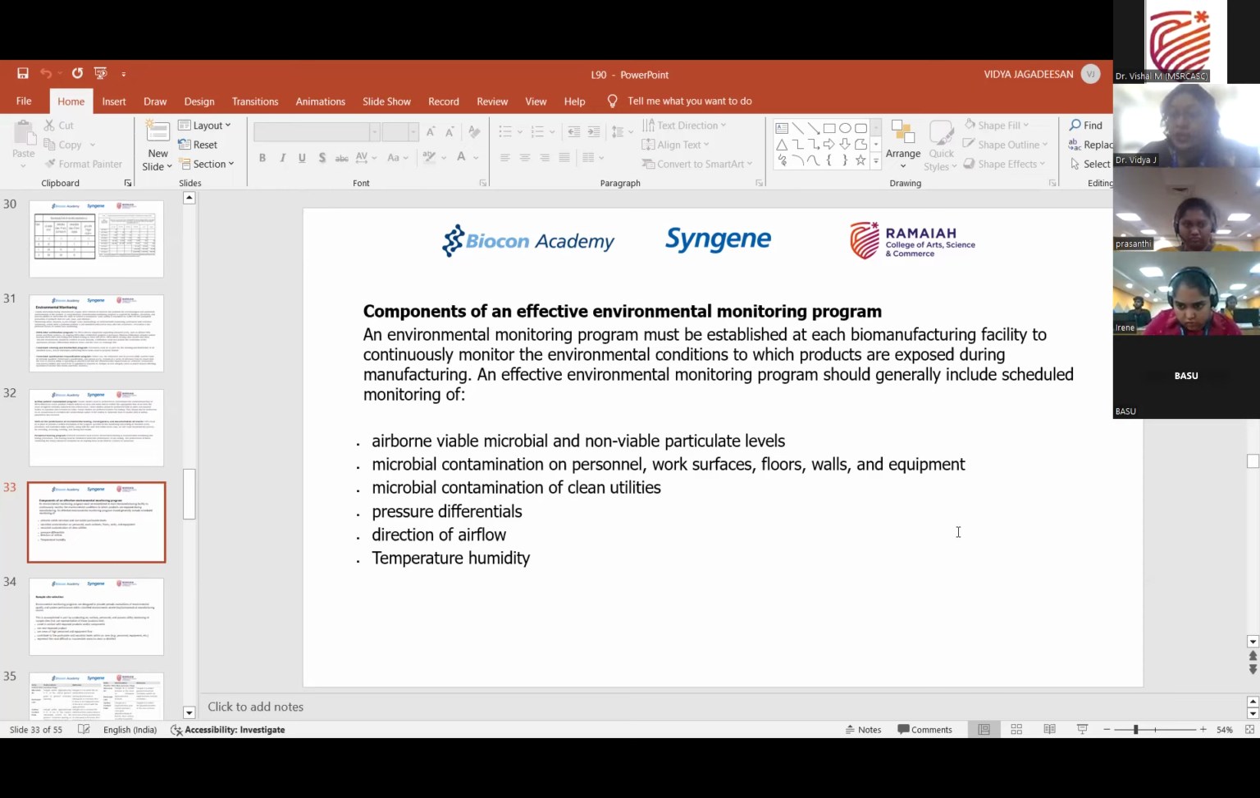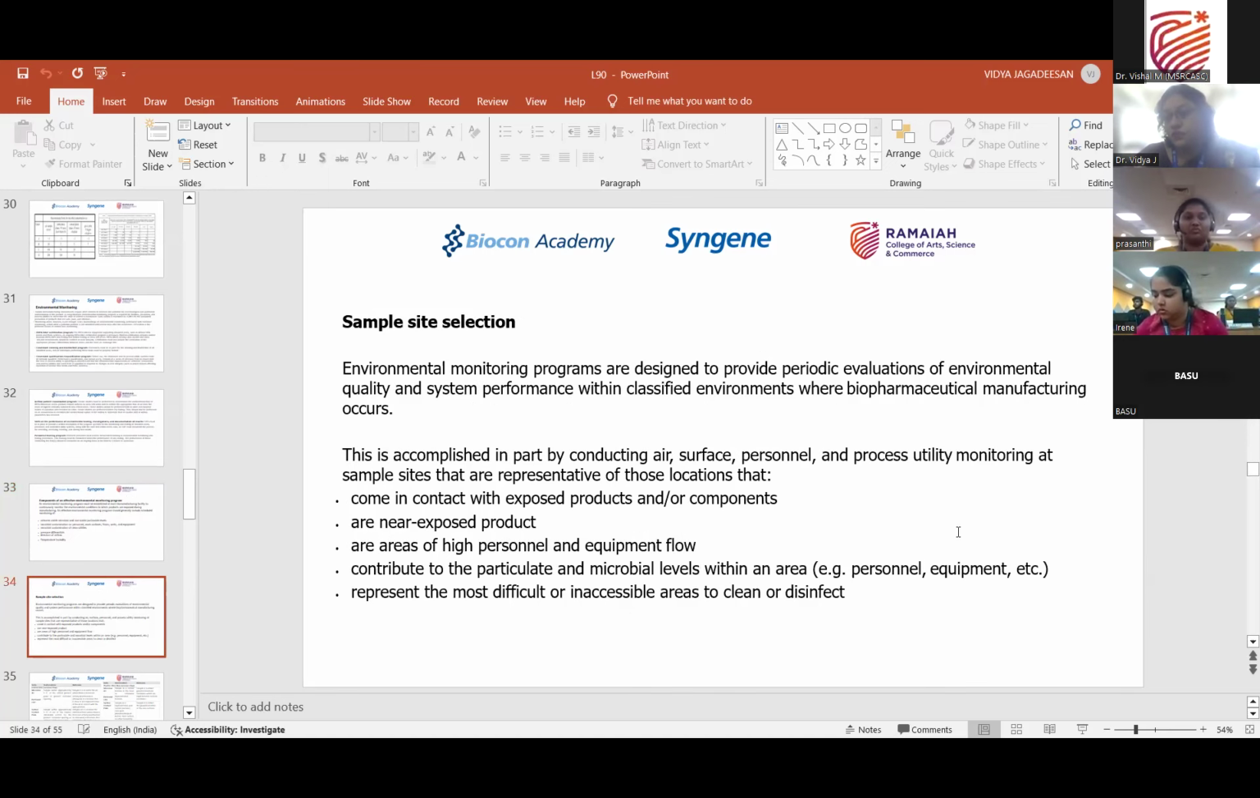Okay. And any kind of contamination in clean utilities, in a clean area. And all these factors you have to maintain: the temperature, the humidity of the room, the direction of the airflow, then pressure. All this matters a lot for your environmental monitoring program.